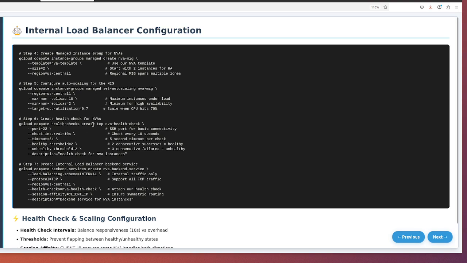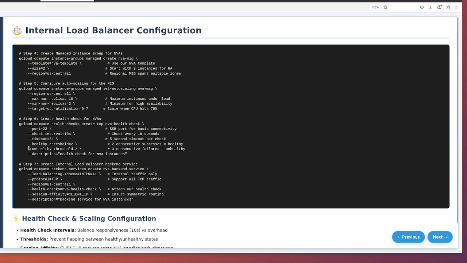We use TCP health checks on port 22, SSH, because it's a basic connectivity test that works with most virtual machine images. In production, you might use a more sophisticated health check that actually tests the NVA functionality. The check interval means the health check runs every 10 seconds. The timeout gives each individual check 5 seconds to complete.